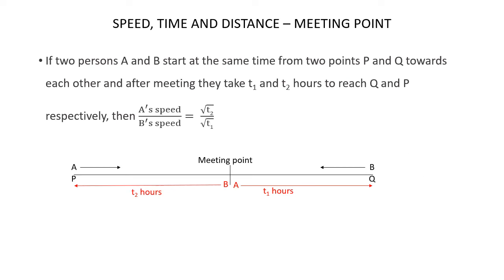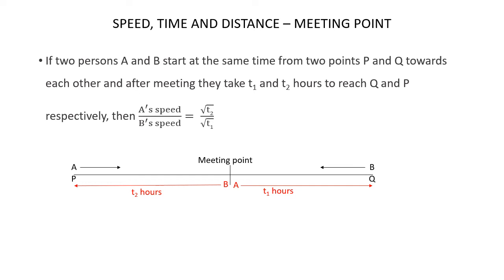Let's understand the concept of meeting points. Meeting points is another important concept in the topic speed, time and distance. If two persons A and B start at the same time from two points P and Q towards each other, and after meeting they take T1 and T2 hours to reach Q and P respectively, then A speed divided by B speed is equal to square root of T2 divided by square root of T1.